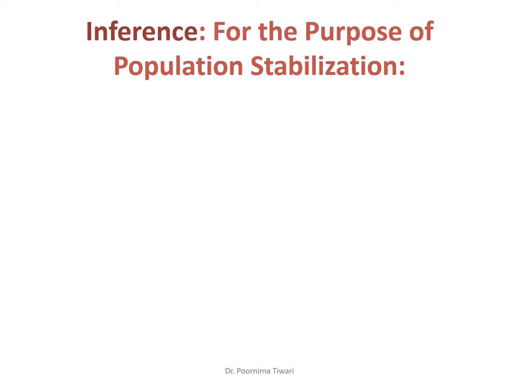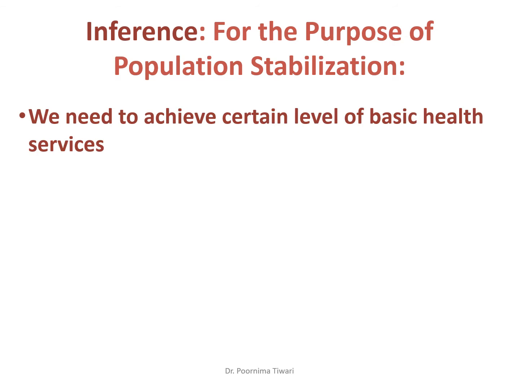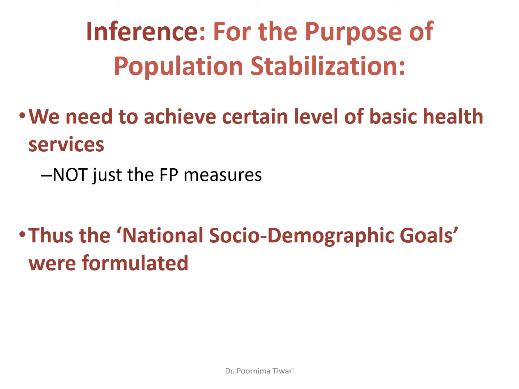After looking at the reasons for population growth, the inference is that if we need to stabilize the population, we need to achieve a certain level of basic health services, and not just family planning measures. How? We will talk about it. But keeping these two things in mind, the national socio-demographic goals were formulated. As we can see, health measures are as important as family planning measures.